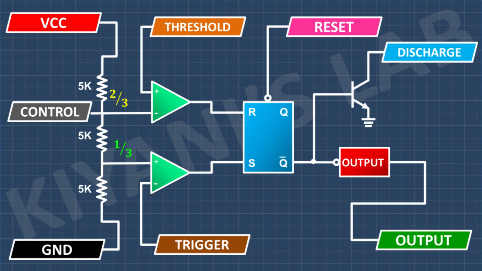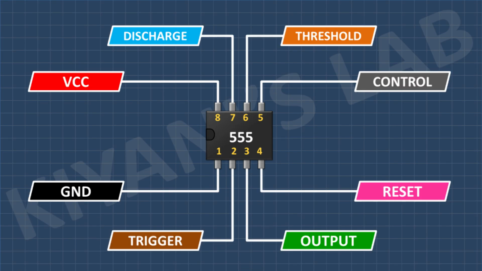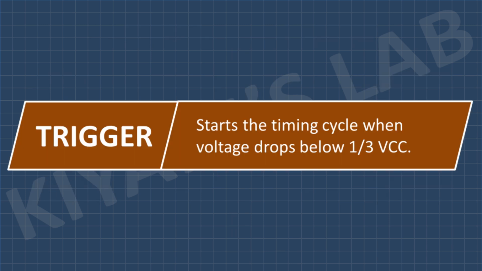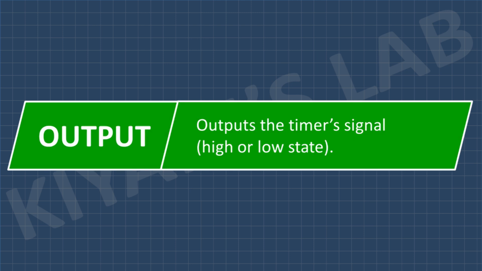The 555 timer consists of 8 pins. Each pin has a specific function. Pin 1, which is the ground pin, connects to the ground. Pin 2, the trigger pin, starts the timing cycle when voltage drops below 1/3 of VCC. Pin 3, the output pin, outputs the timing signal, high or low state.